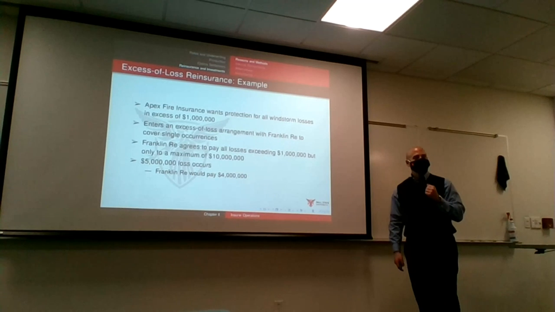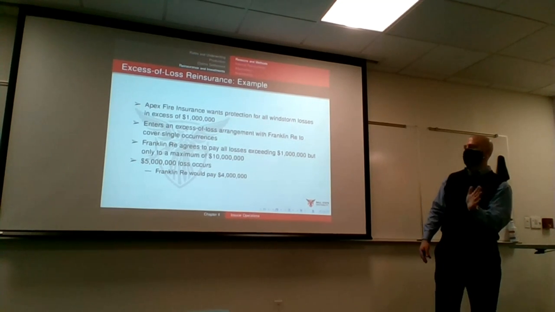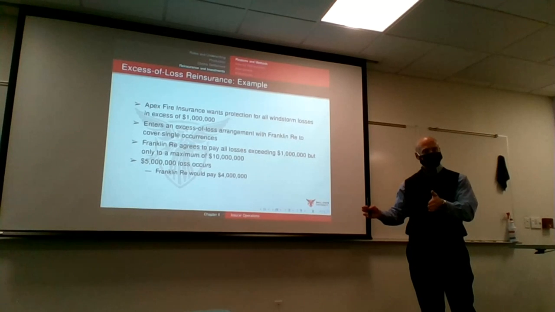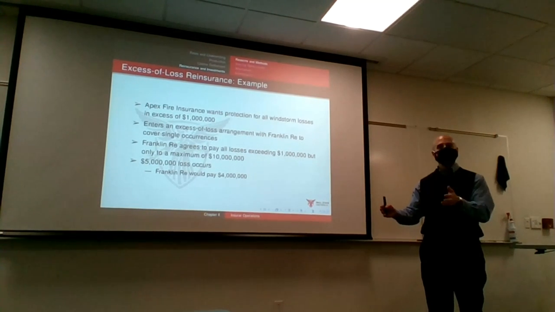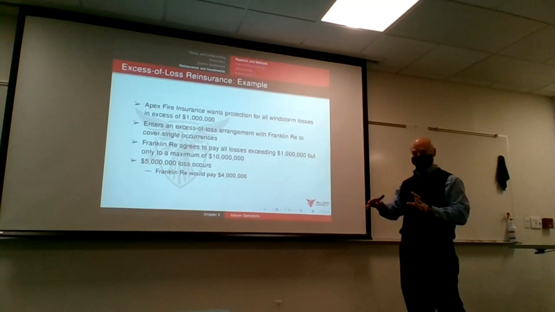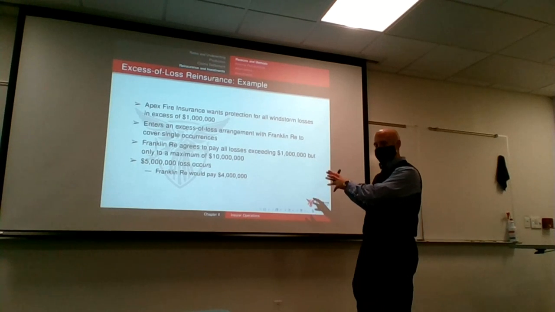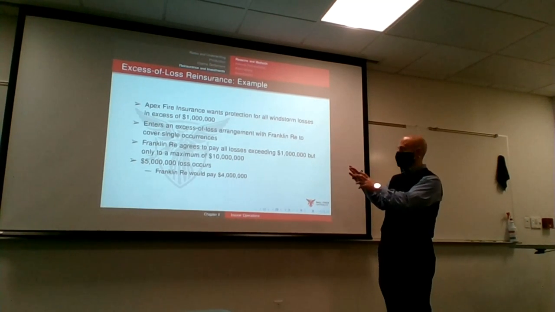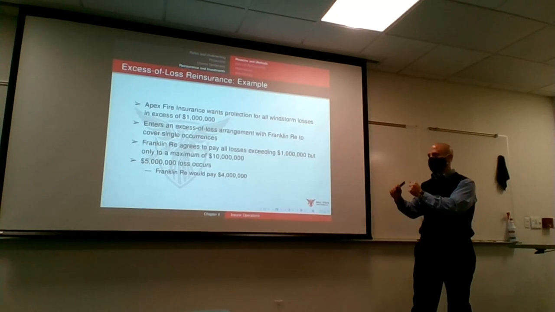Franklin says, all right, we'll pay for all your losses above $1 million, only to a maximum of your losses at $10 million. So they expect to pay no more than $9 million total. So that's kind of the optics. Those are the optics here. So the total that they would pay is $9 million.